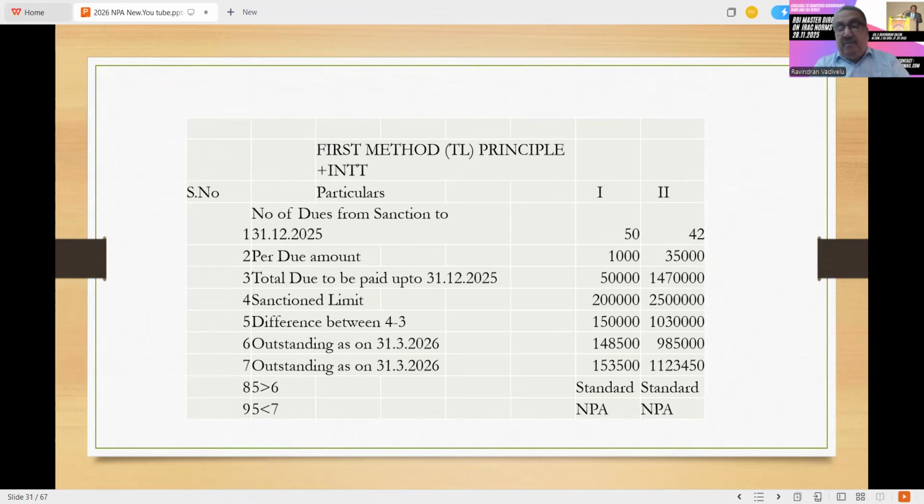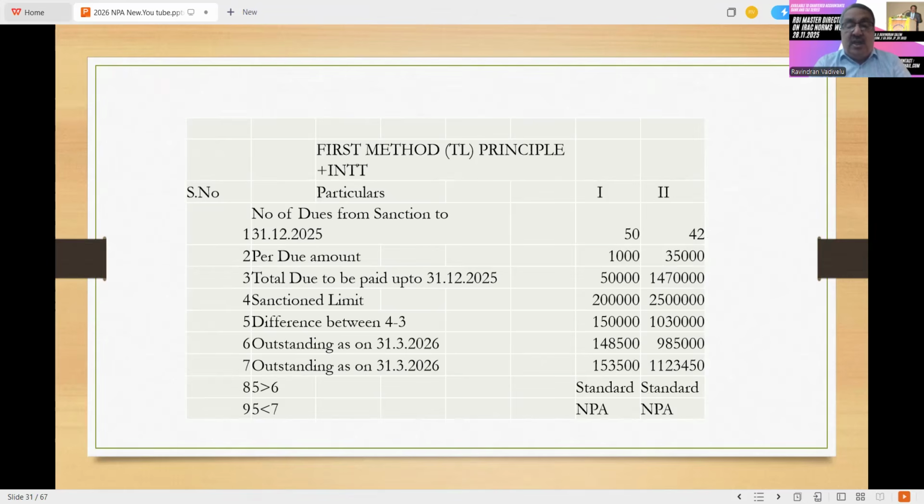And your number 4 is the sanction limit. You have to deduct the due amount from the sanction limit, that gives 1,50,000. That is point number 5, which should be the real outstanding. So 1,50,000 should be the real outstanding. And now we have to take the balance as on 31/3/2026. Why do we have to take the balance? That is all the amount which they paid from the date of sanction to 31/3/26. Why? That means the dues up to 31/12/25 may be regularized on or before 31/3/26.